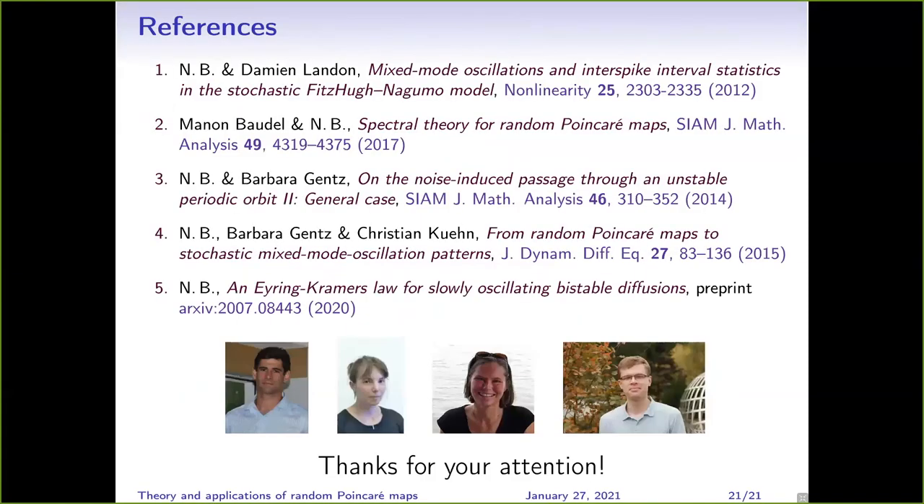So maybe I will just end with a few references. Of course, we can discuss afterwards if people are interested. So the first two references are the two works I mainly talked about. Here are a few other works where we also used this concept of random Poincaré map for other problems. And the last work here is a recent work where I tried to obtain better approximations than these Freidlin-Wentzell exponential approximations for these transition times. And I think it's time to stop. So thank you very much for your attention.